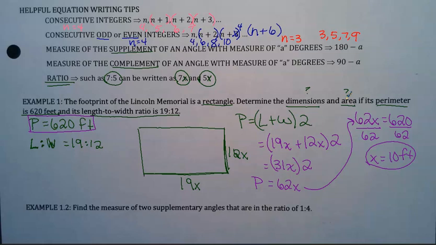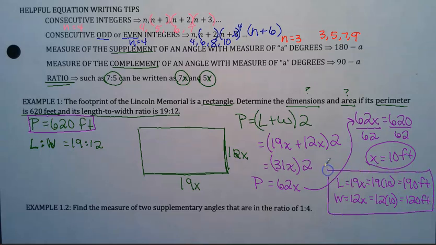Our length is 19x. That's what we found out over here. And we know x is 10, so this is equal to 19 times 10, which is 190 feet. And our width is equal to 12x, which is 12 times 10, so 120 feet. So we just found our dimensions. Check.